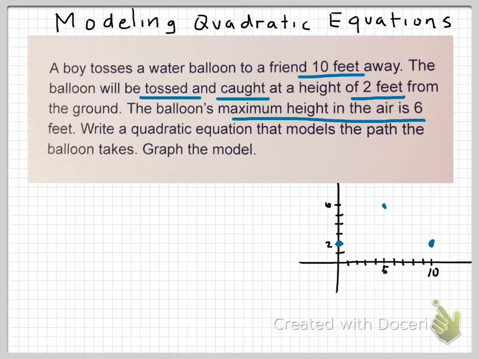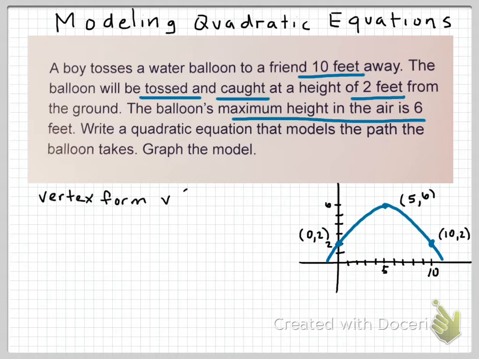And we know that since it takes the path of a parabola, and a parabola is symmetric on both sides, halfway between 0 and 10, we're going to find 5. So we get that parabola looking like this, and we know that the vertex is going to be at (5, 6), or what we call the local maximum. Okay, we also know that the y-intercept is at (0, 2), and there's another point across the way that is (10, 2).